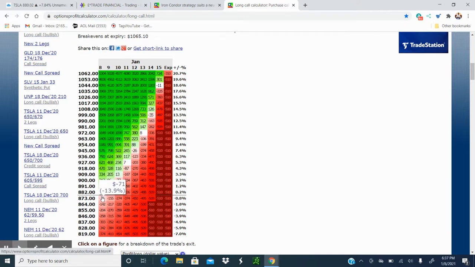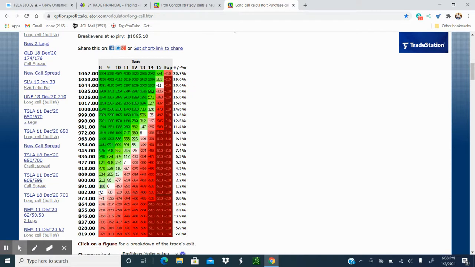So look here. If it shoots up to 890 on expiration date, you're losing money. So you don't make money. Your break even, it says right here, $1,065. So Tesla has to go up to 1065 for you not to lose money. You're not really making money either, just not losing money.